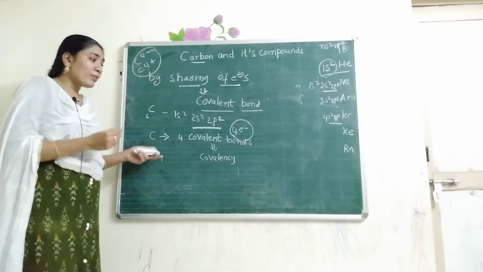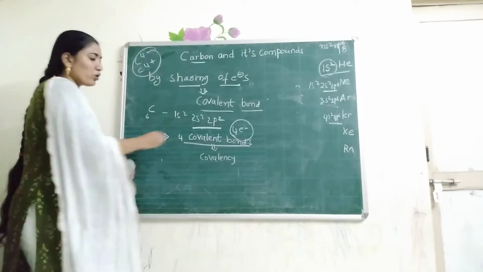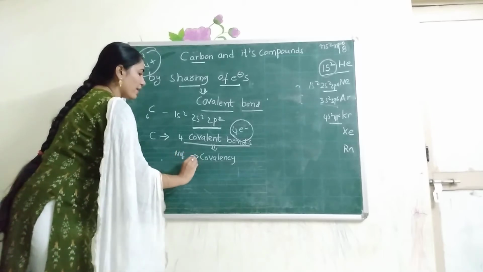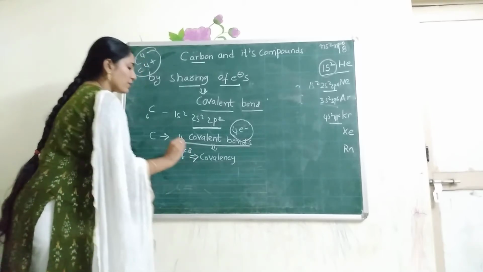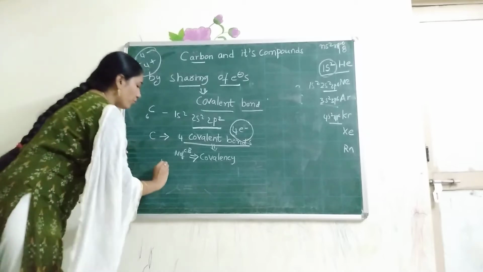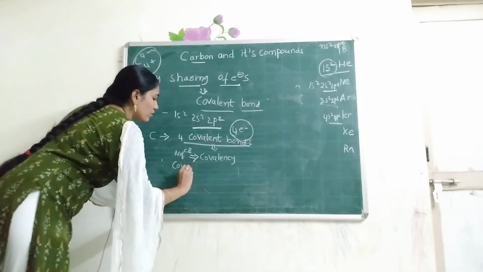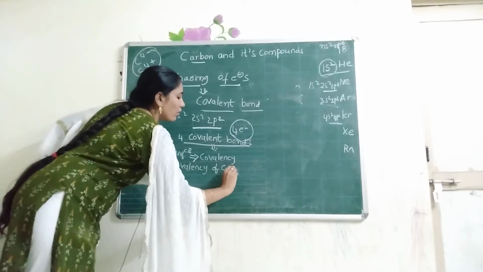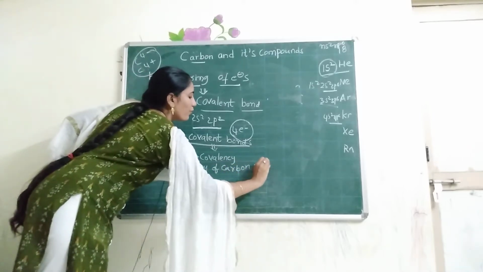The carbon can form how many covalent bonds? 4 covalent bonds. The number of covalent bonds is called what? Covalency. Therefore, the covalency or valency of carbon is 4.